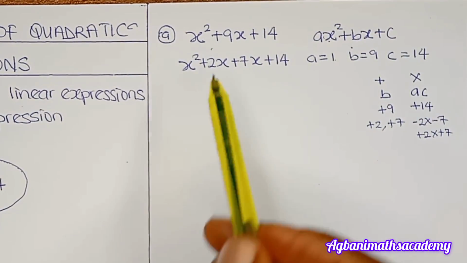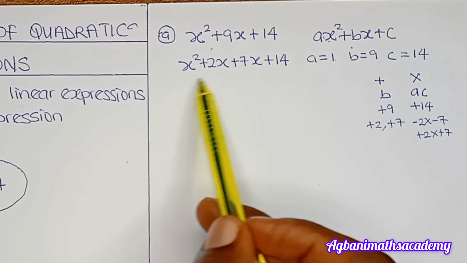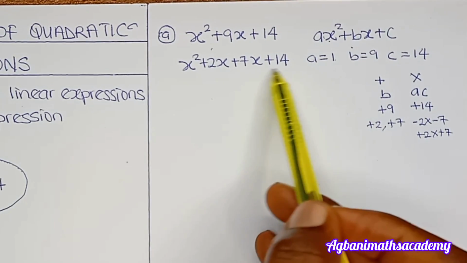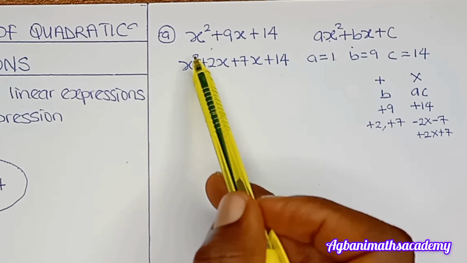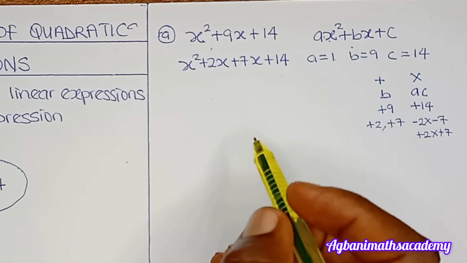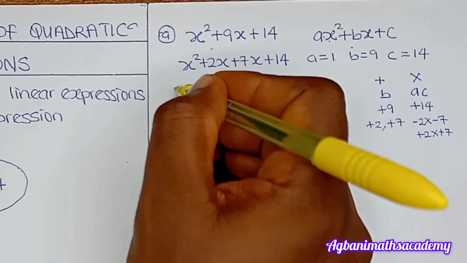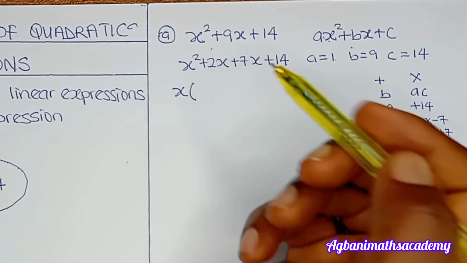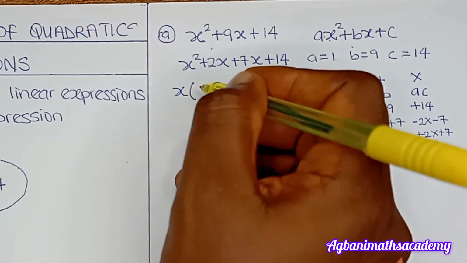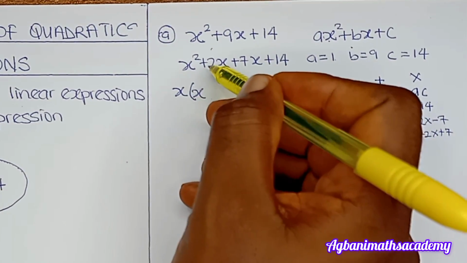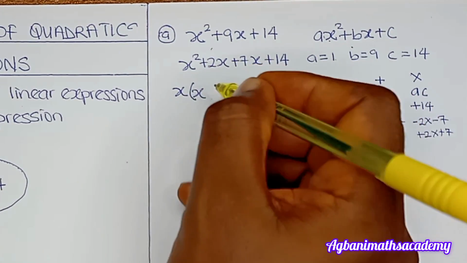The next thing we are going to do is factorize by grouping. We are going to factorize these first two together and factorize these other two together. Looking at x squared and plus 2x, what is common? X is common. So write it out. X into x squared divided by x will give us x, plus 2x divided by x will give us plus 2.